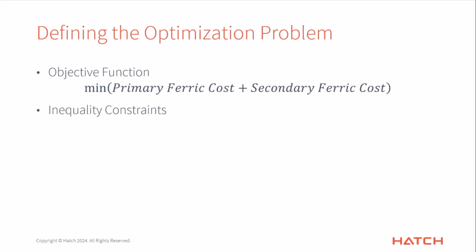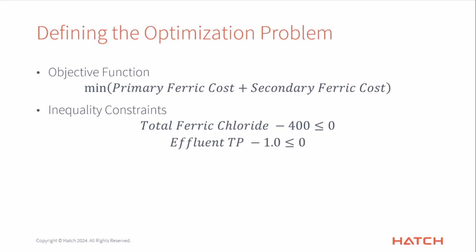So next, we'll define our inequality constraints. And we're interested in 3 constraints. First, we're going to say that our total ferric chloride dosage has to be less than 400 kilograms per day. Next, we'll say that our effluent total phosphorus has to be less than 1 milligram per liter. And finally, we'll say our effluent orthophosphorus has to be less than 0.5 milligrams per liter.